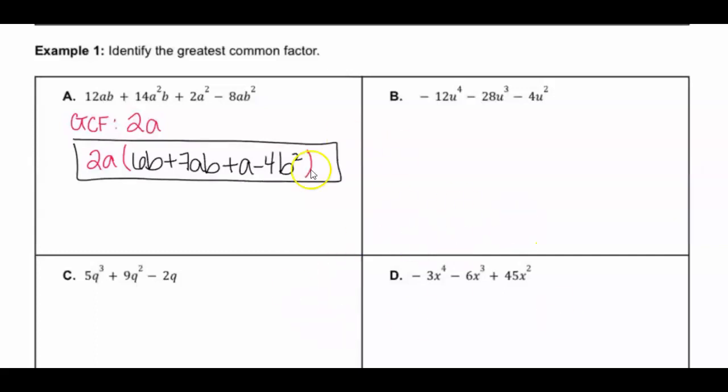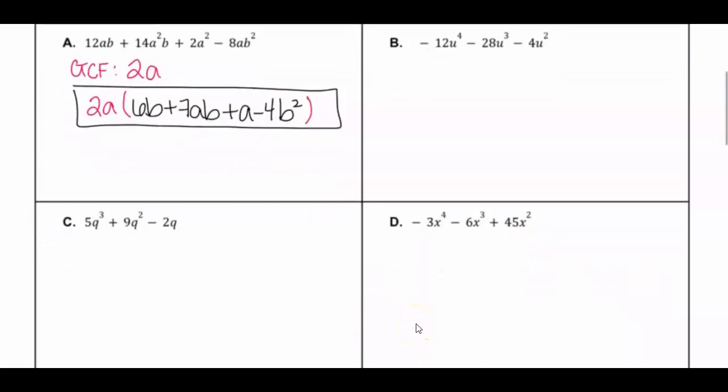So for this first part, you're just pulling out the GCFs and not going any further than that. For now, we're just pulling out the GCFs. So then we go on to example B. And remember, if your leading coefficient, if your first term is negative, you have to pull out a negative for your GCF. So no matter what, I know my GCF is negative.